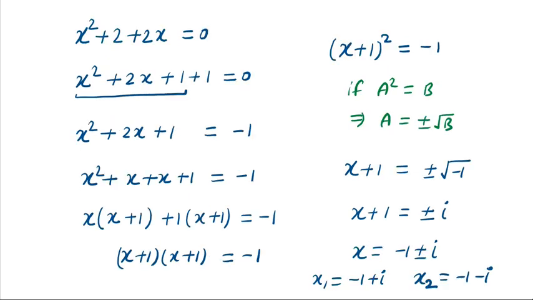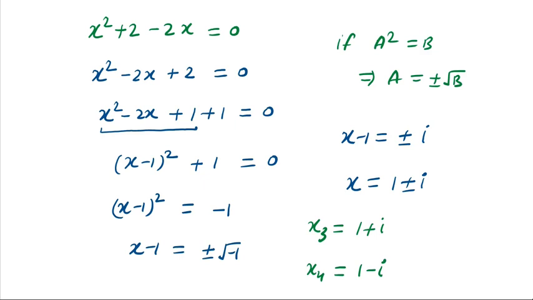Here this is the first solution, minus 1 plus iota, the second solution, minus 1 minus iota, the third solution, plus 1 plus iota, and the fourth solution, plus 1 minus iota. This is our final answer.